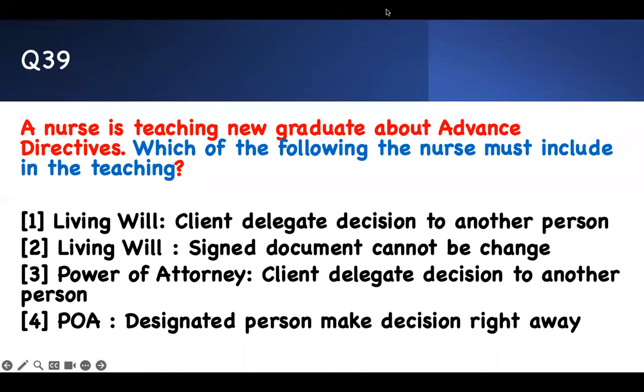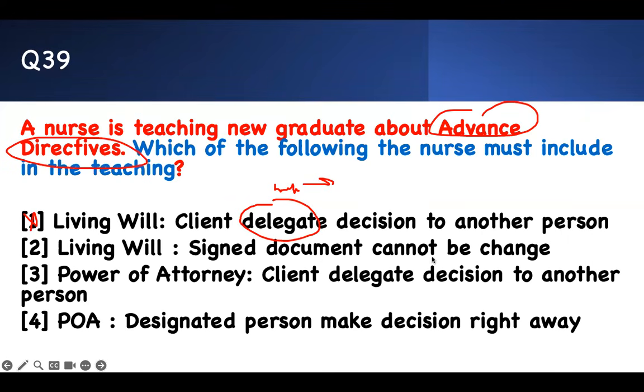Next question. Which of the following must the nurse include in the teaching? A nurse is teaching a new graduate about advanced directives. These are things you need to know. What is an advanced directive? It's a living will and power of attorney. And what do they mean? Living will, client delegates decision to another? No, that's not delegating. It makes the decision now. You write it on a paper and give it to them: this is what I want you to do. Just follow it. So I'm not delegating anything.